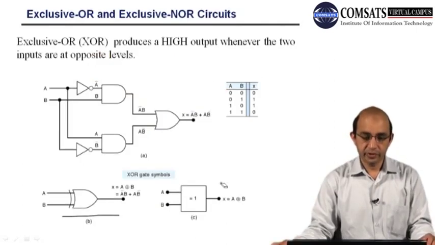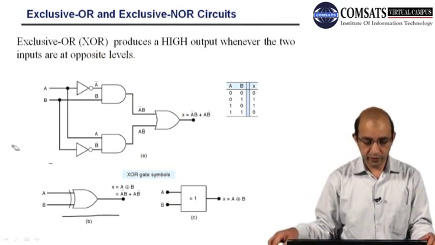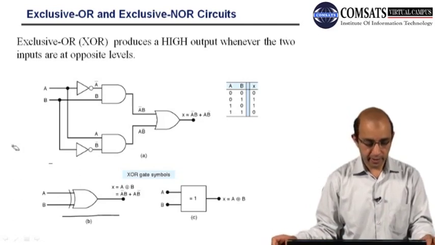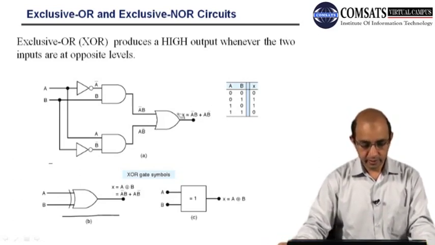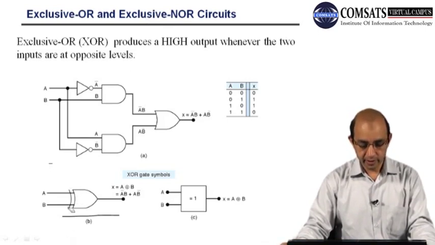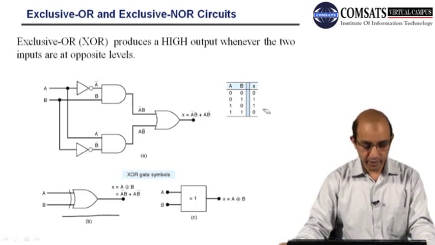Now let's move to exclusive OR and exclusive NOR. So this is exclusive OR. You can see the symbolic representation, and we have the truth table over here. Whenever one of the inputs is high, we will get a high output. When both the inputs are the same, we will get 0. So either A is high or B is high, but not both.